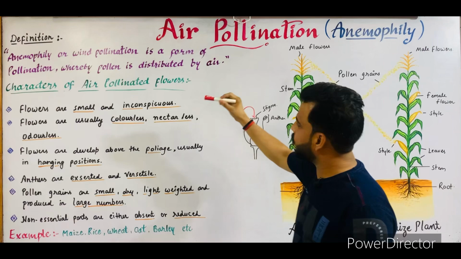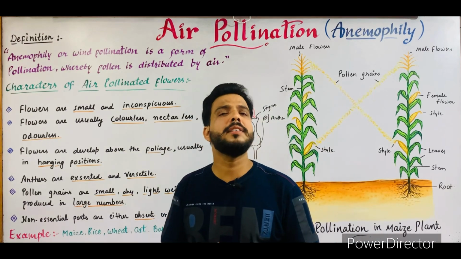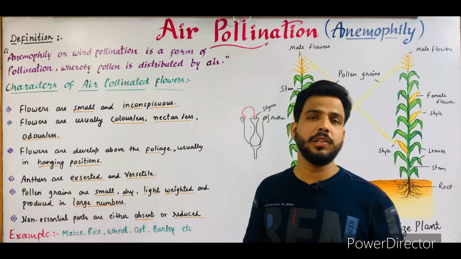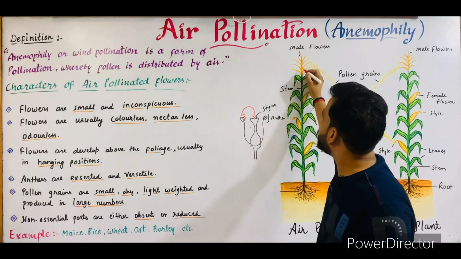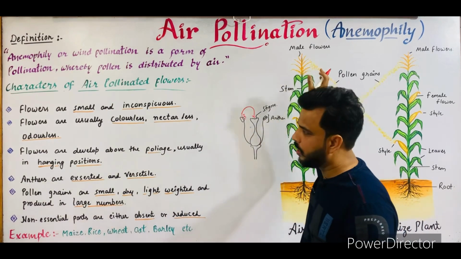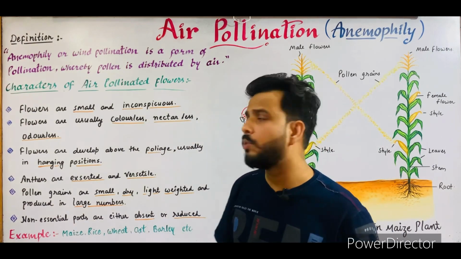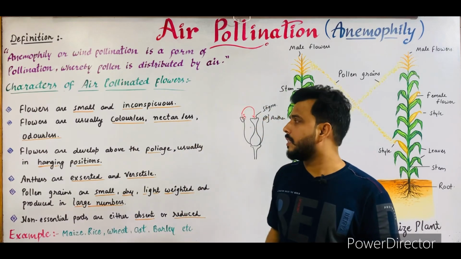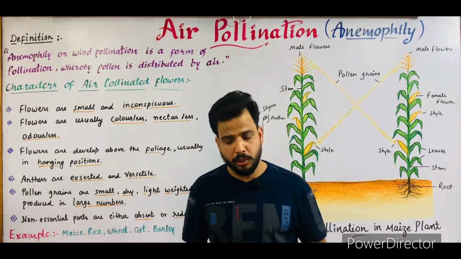So the word inconspicuous is used here. The flowers are very small, inconspicuous, and present in clusters or groups. These are present in very small groups, as you can see in this diagram. So that was the first point. Now the second one is: flowers are usually colorless, nectarless and odorless. Again, a very important point.